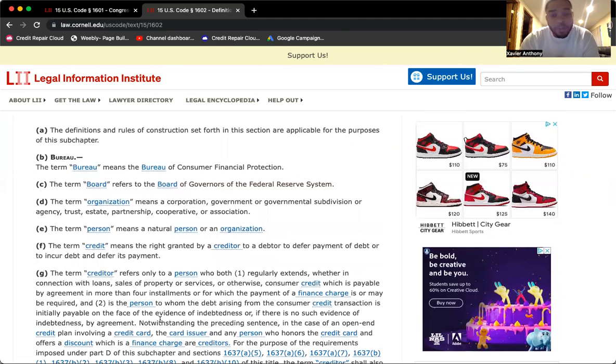All right, F. The term credit means the right granted by a creditor to a debtor to defer payment of debt or to incur debt and defer its payment. So basically, excuse me. So defer. What does defer mean? Defer means to postpone or delay until a later date, according to Black's Law. So incur means to become liable or subject to, bring down upon oneself, incur obligations, incur expenses.